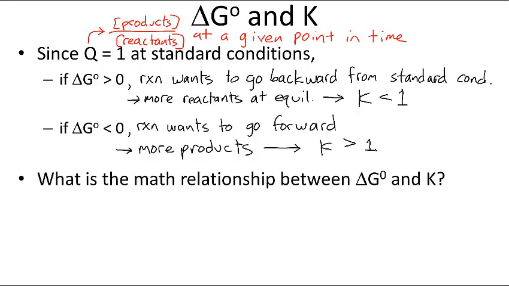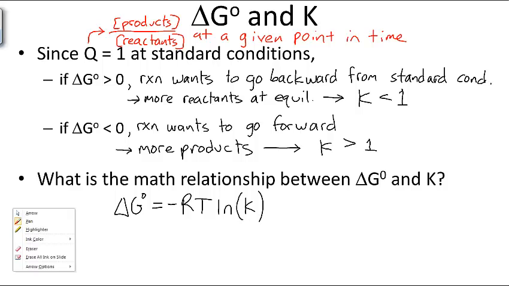So you should understand that conceptually. And then there is a mathematical relationship. That mathematical relationship is delta G naught equals negative R T ln of K. This is on your formula sheet, so it's not something you need to memorize, but it is something you want to know is there and be able to apply when needed.